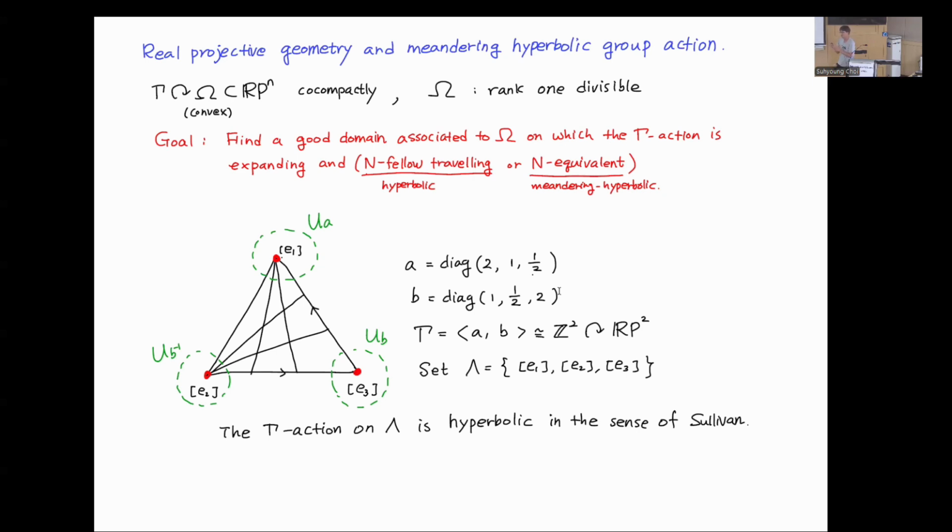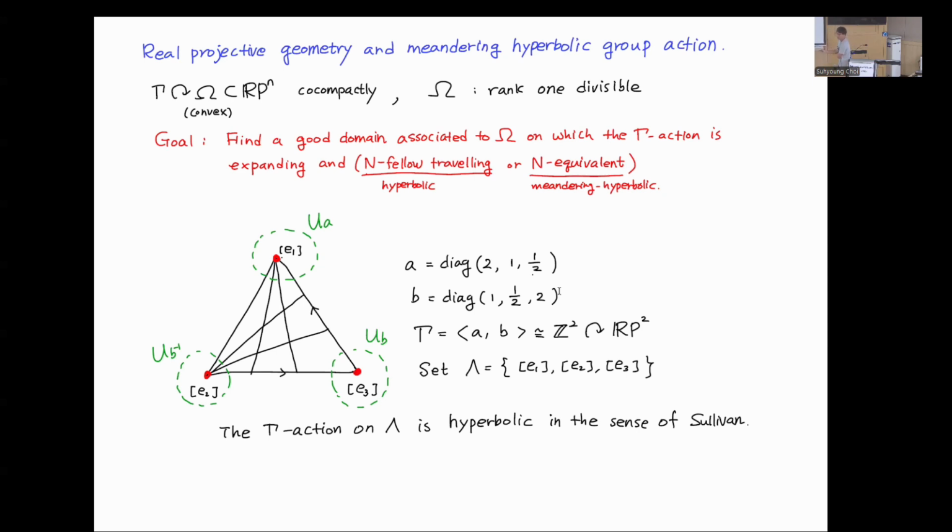So if you think of the symmetric space associated to SL3R as some convex domain in RP5, and the action turns out to be meandering-hyperbolic, then there is some possibility of convex co-compact group actions in real projective space satisfying meandering-hyperbolicity. So we try to figure that out. Anyway, here is an example.